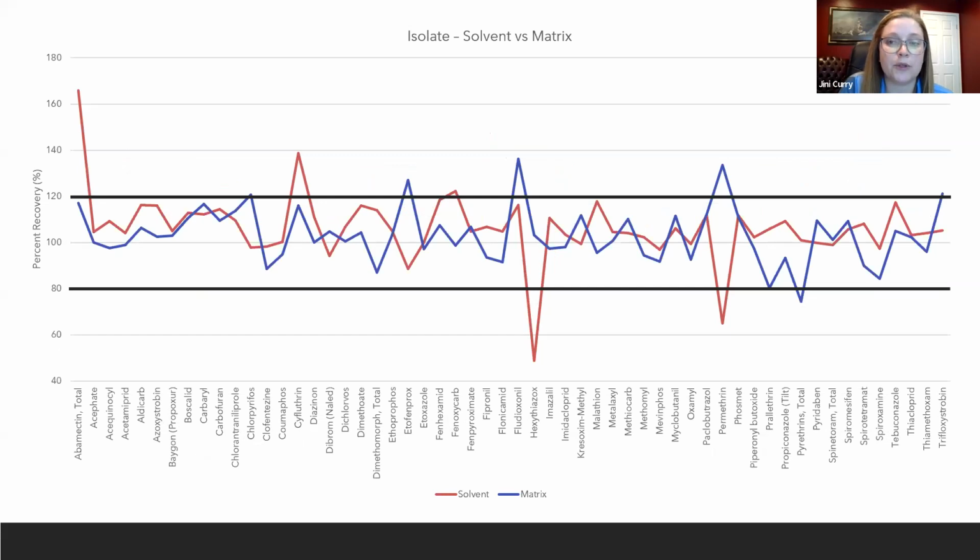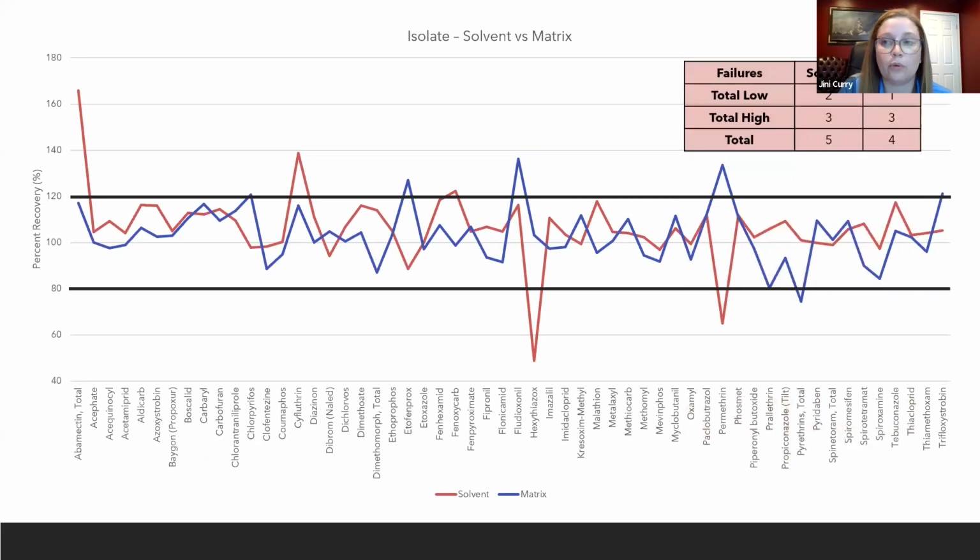Then we have an isolate sample. So this was a pure THCA isolate. And so you can see, again, we're really able to reduce those failures. And you can also see that these failures are a lot lower because the product is more pure. So the purer the product, the fewer failures we're seeing.